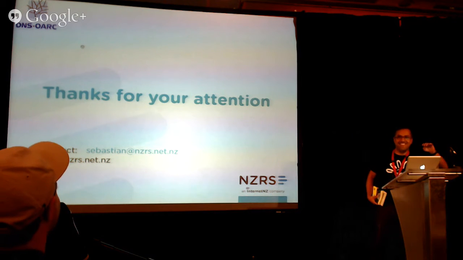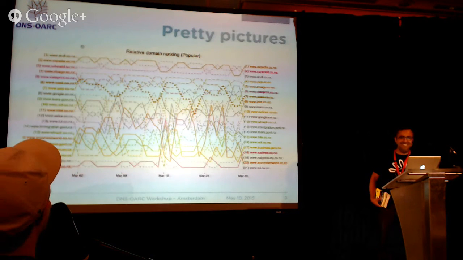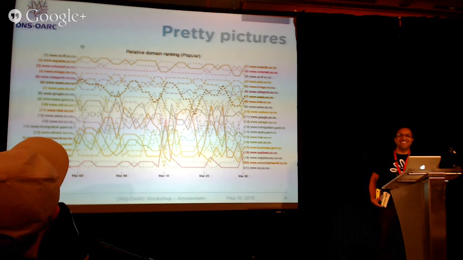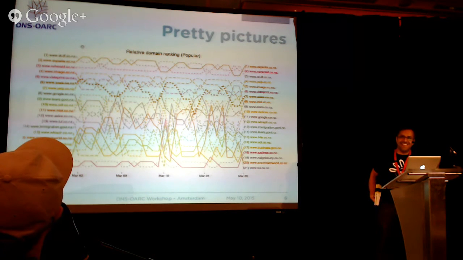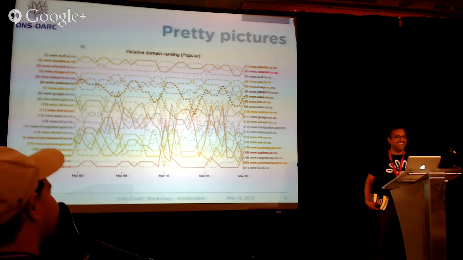So Warren Kumari, can you go back to the list, the pretty graph? The not so pretty, yes. Or the so pretty? And can you explain why so many of the queries are for people trying to find travel out of New Zealand and jobs?